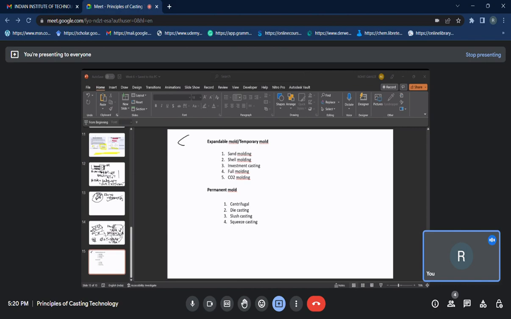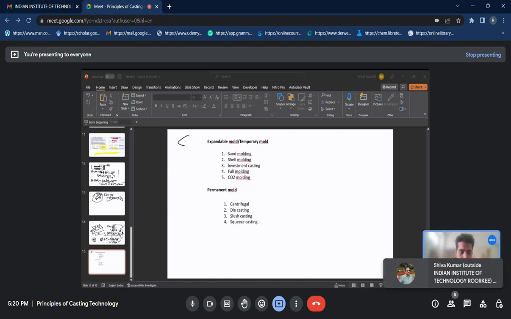So I think some network issues. What is it?